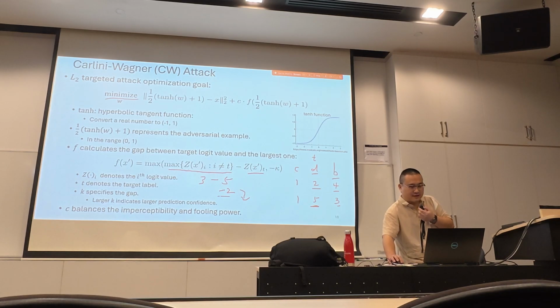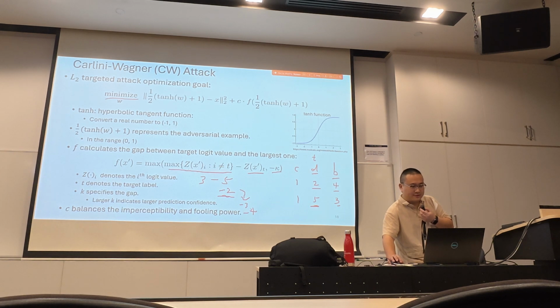So we don't want this gap to be too small. For example, for now, maybe minus 2 is okay. We don't want it to further decrease to minus 3 or minus 4. As long as we can fool the model, that will be okay. And this gap is controlled by K.